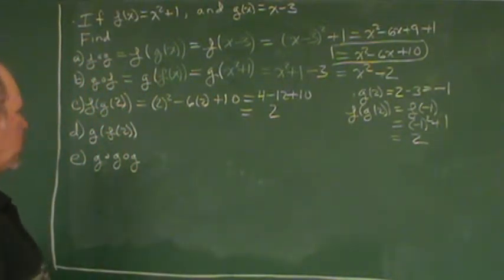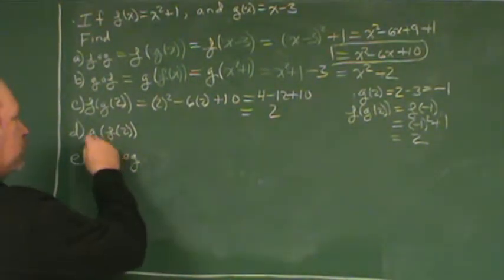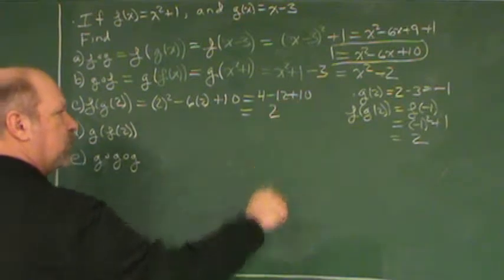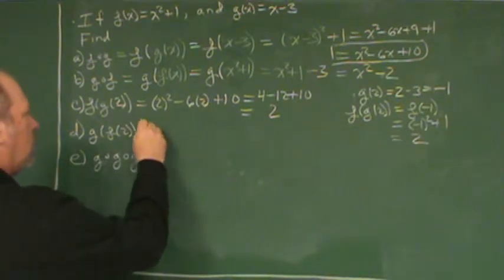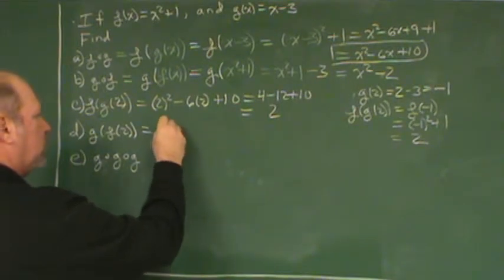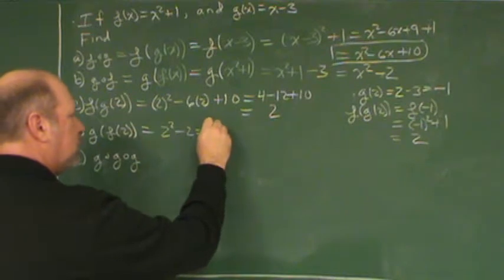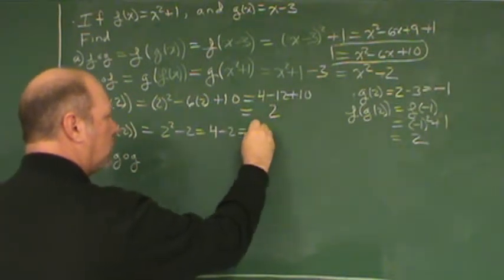Now, for g composed with f of 2, I'm just going to use the second way there. We know that g composed with f of x is x squared minus 2. So we just want to evaluate x squared minus 2 at 2. That gives us 2 squared minus 2, which is 4 minus 2, which is 2.